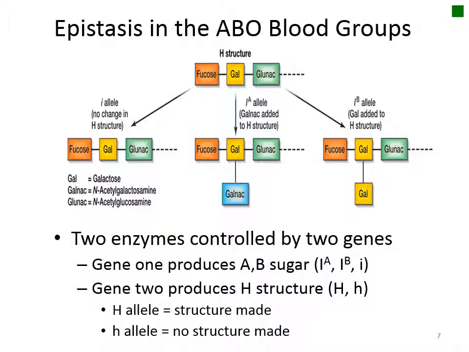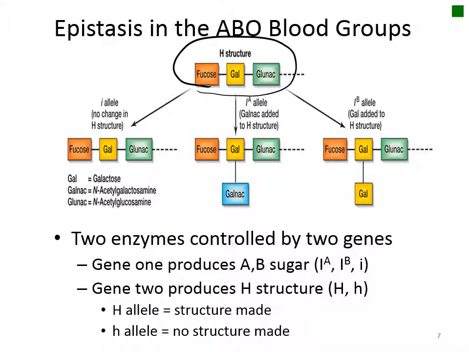Looking back at the blood types we just discussed, you will remember that there is an A carbohydrate, a B carbohydrate, and an O blood type that has no added carbohydrate. The key to epistatic nature of this trait is that there is a second gene, the H gene, which is necessary to make the H structure. The H structure is important because this is the structure that the carbohydrate is added to. The H structure is seen here.